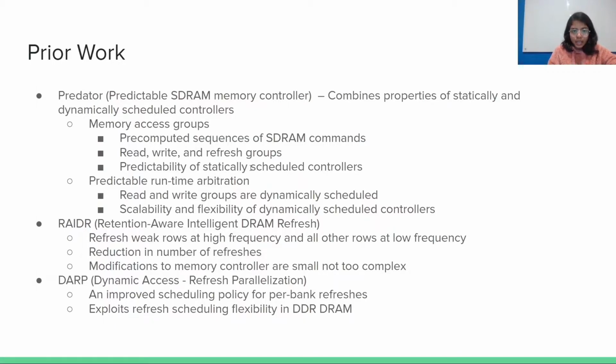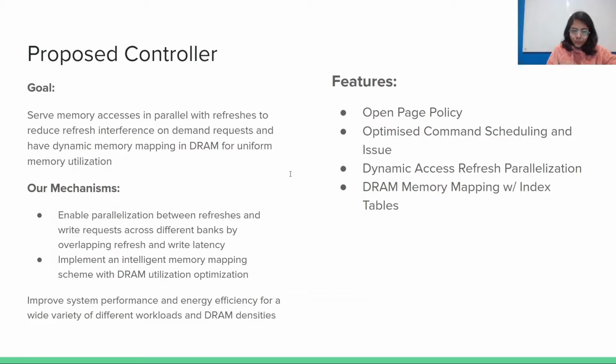These issues have been tackled by researchers introducing novel controllers, but most of them have been targeted in their approach. We aim to combine the key strategies used in these controllers to develop a unique and effective memory controller. This is the outline of the memory controller that we have proposed and implemented successfully. We aim at achieving parallelization in memory access with refreshes to reduce refresh interference on demand requests and have dynamic memory mapping in DRAM for uniform memory utilization.